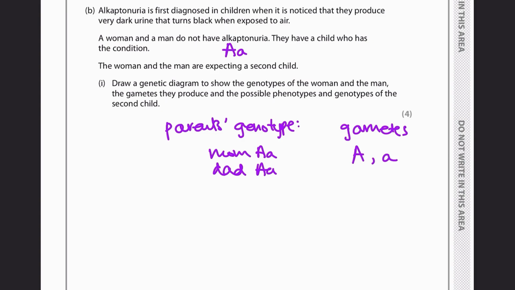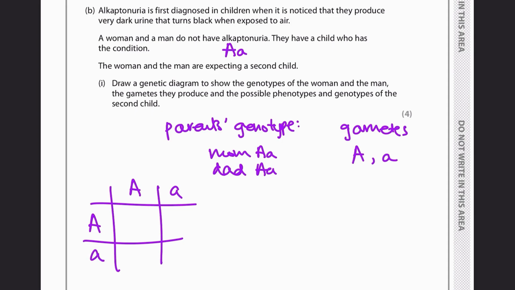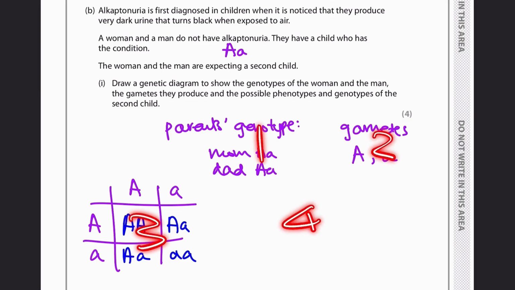The next mark is the actual table. So again, the mother is big A, small a. The father is big A, small a as well. And then the child, which I'll write in blue, is all of the options here. So that's just like this, isn't it? And it says, what are the possibilities? So the 3rd mark is the table. So 1 mark, 2 mark, 3 mark. What's the 4th mark, guys?